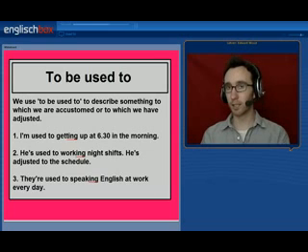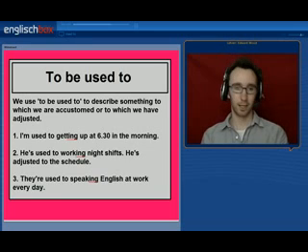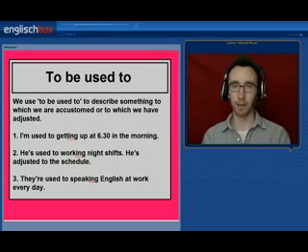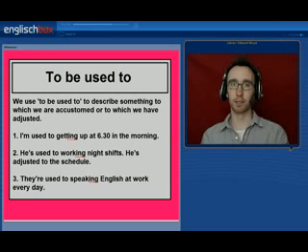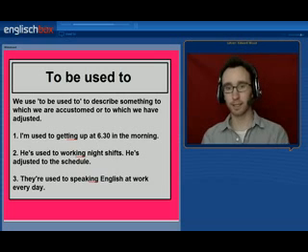He's used to working night shifts. He's adjusted to the schedule at the factory, for example, means that he's accustomed to working night shifts. So maybe he's done it for 2 years, so he's adjusted to the schedule, to the daily routine. They're used to speaking English at work every day, means that they've been doing it for many years probably, and that they're accustomed to it, they're used to it. Notice also here that the -ing form of the verb is used after "to be used to": getting, working, speaking.